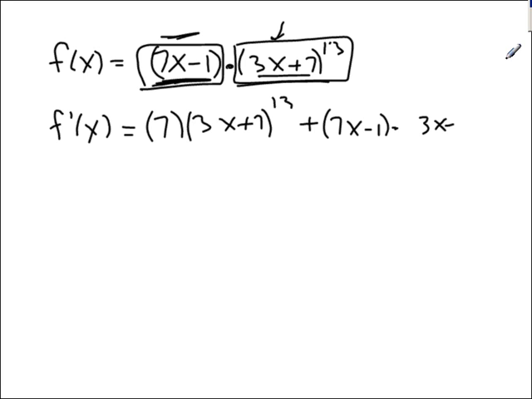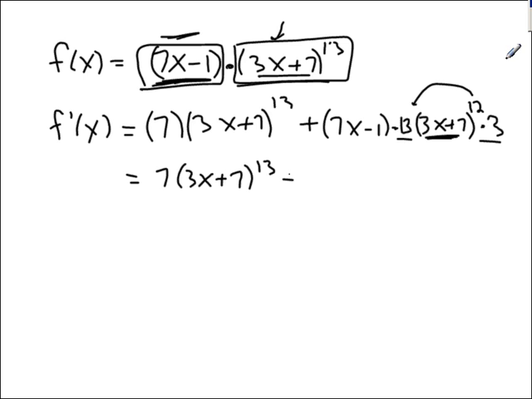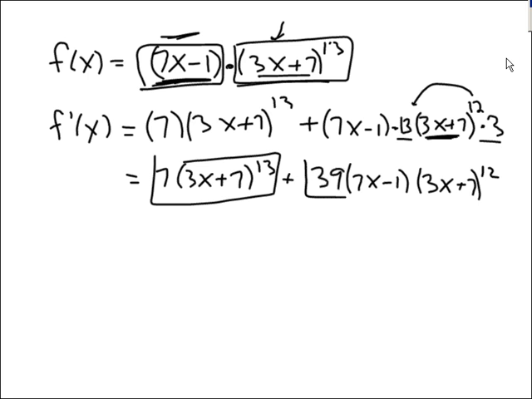We write down the function, the power 13 comes in front, the new power is 1 less. Then do not forget to multiply by that derivative, which is 3. And then, you can say 13 times 3 is 39. So you get 7 times (3x plus 7) to the 13, plus 39 times (7x minus 1) times (3x plus 7) to the 12.